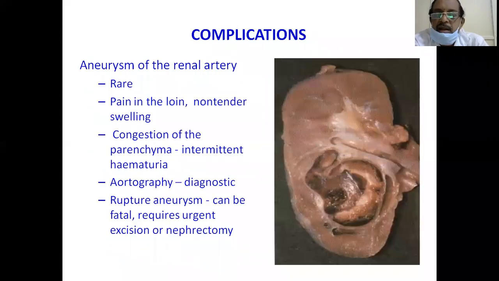So, aneurysm of the renal artery is another complication of kidney injury. There is pain in the loin, a non-tender swelling, congestion of the parenchyma, and intermittent hematuria results due to the aneurysm. If you do an angiogram, it is diagnostic. Rupture of the aneurysm is important, because rupture can be fatal, requiring urgent excision or nephrectomy. So this is regarding renal injuries.